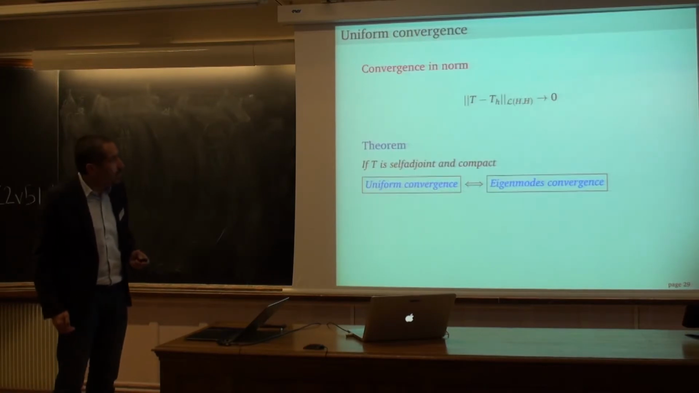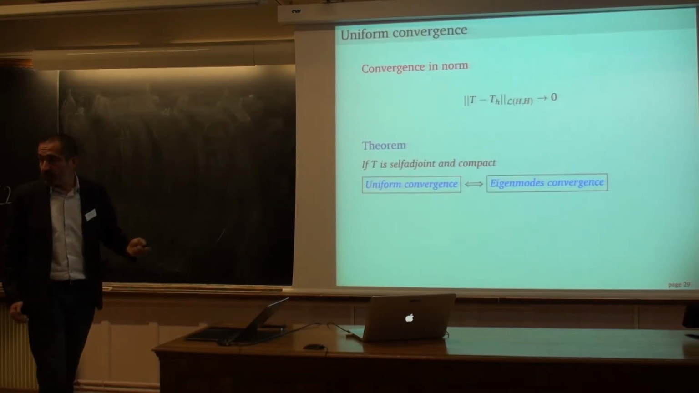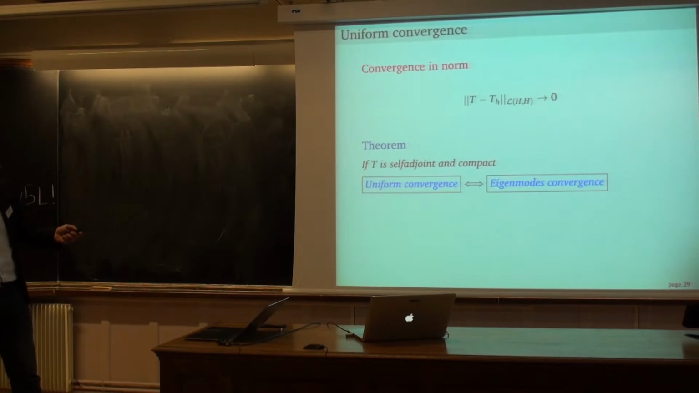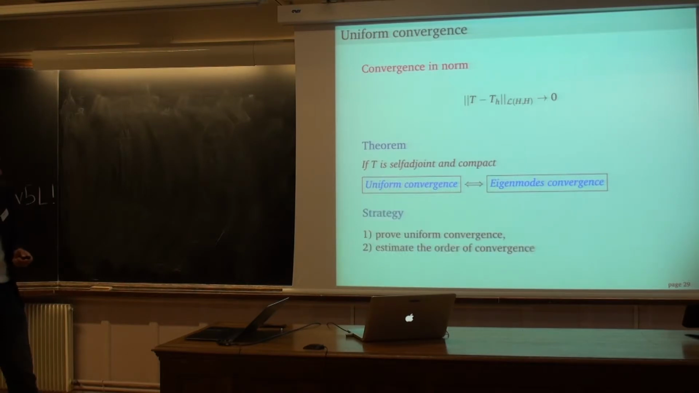And I will show you an example of this spurious immediately. So how do you define the convergence? Well, the convergence is guaranteed whenever you have this convergence in norms, whenever the difference between T and T_h goes to 0 in norm. This is a standard perturbation theorem. And in particular, in the case of self-adjoint operators, this is an if and only if. So this is nice.